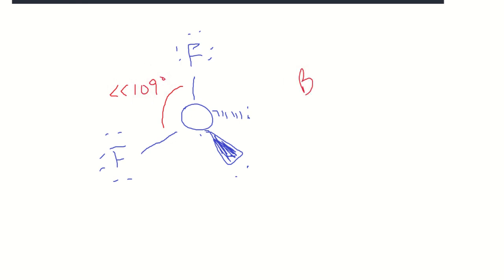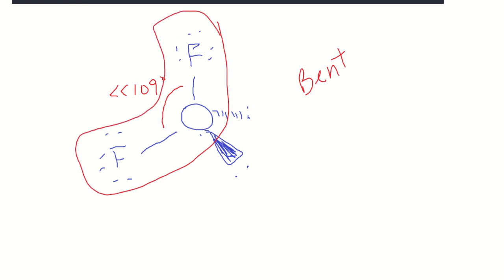And we would say this is a bent shape molecule because you don't see the lone pairs, you only see the part that's connected to atoms. So there's your bent shape.